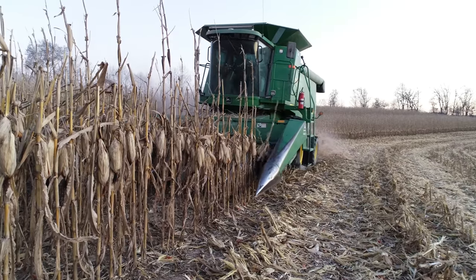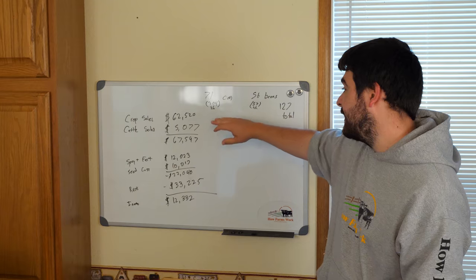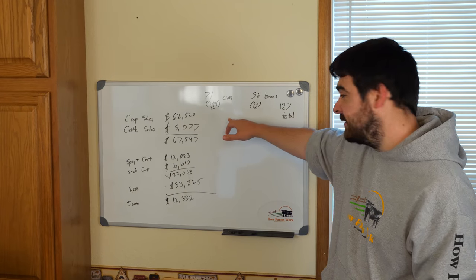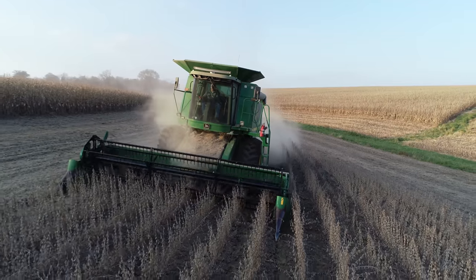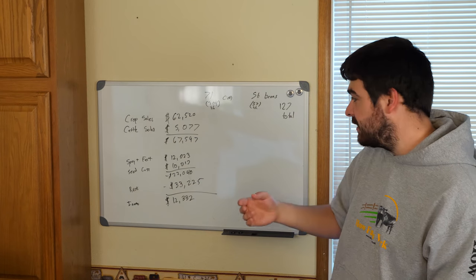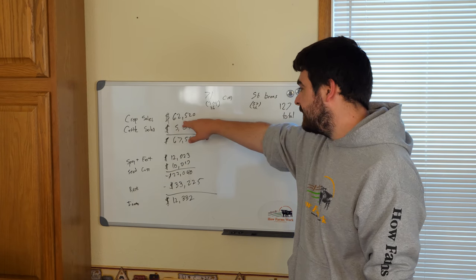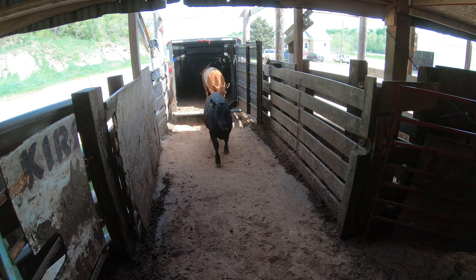Last year, I ran 127 acres total. That included 71 acres of corn. That ran an average of 204 bushels to the acre, and I ran 56 acres of beans at 57 bushels to the acre. So my total crop sales last year were $62,520. My cattle sales were $5,077.